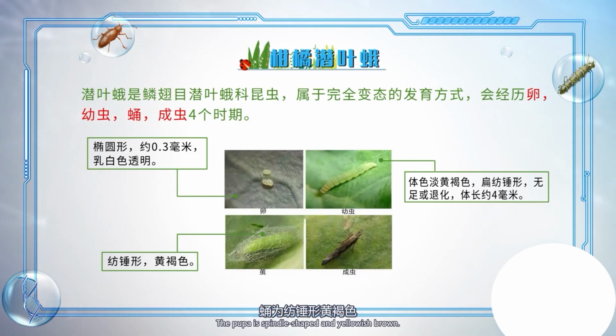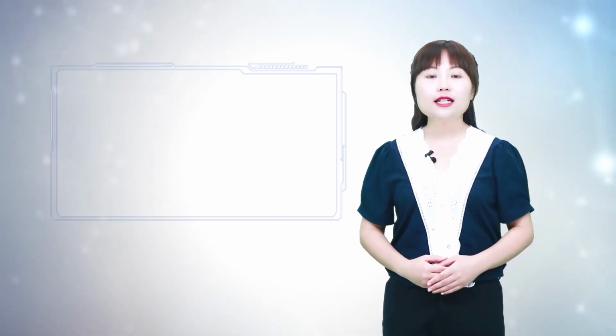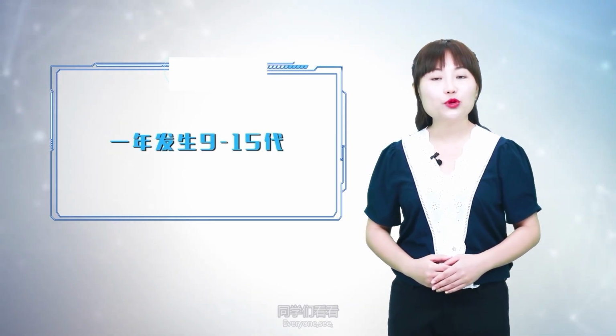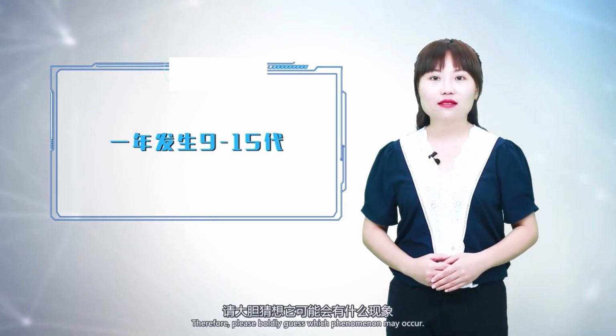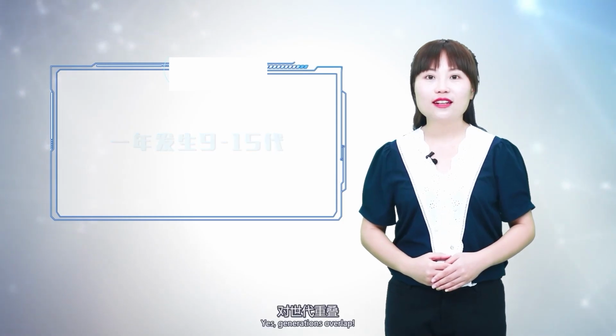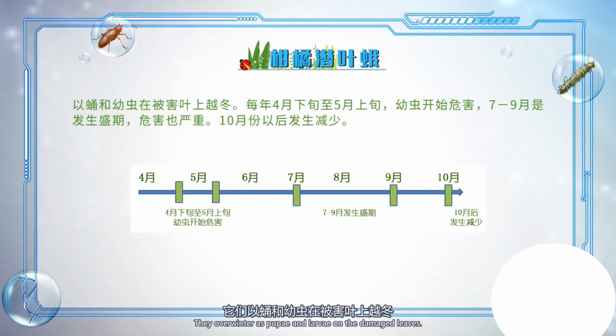The pupa is spindle-shaped and yellowish-brown. Their imagos are also small, silvery white, and about 2 millimeters long, with long and narrow wings. They have 9 to 15 generations per year. Everyone see, which is a very huge number. Therefore, please boldly guess which phenomenon may occur. Yes, generations overlap. They overwinter as pupae and larvae on the damaged leaves.